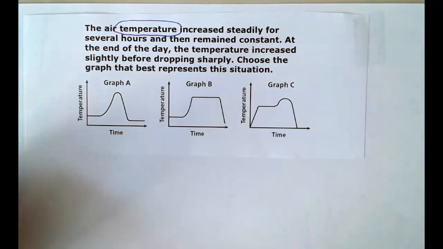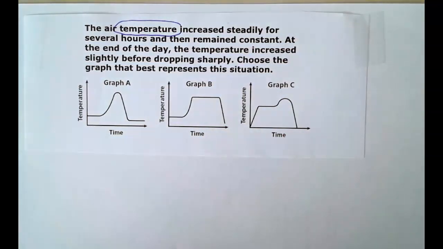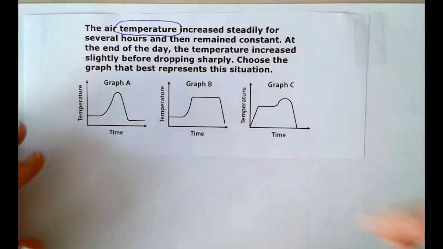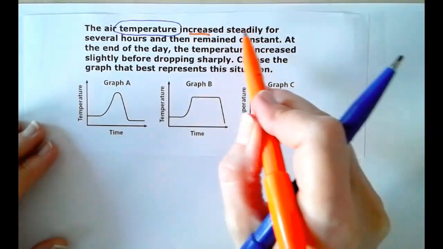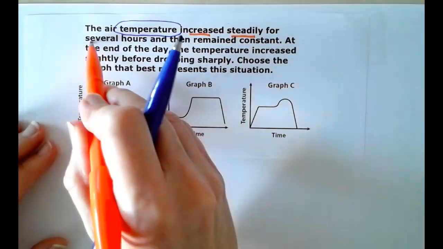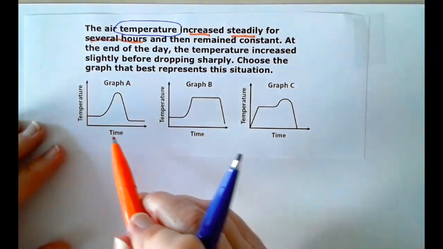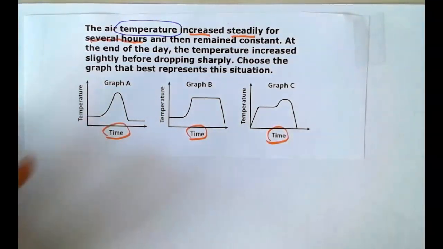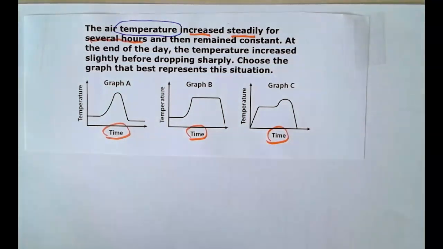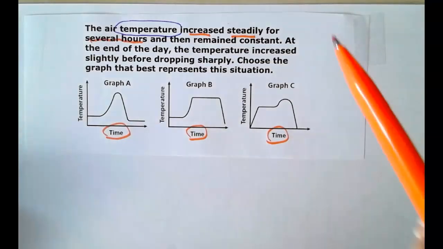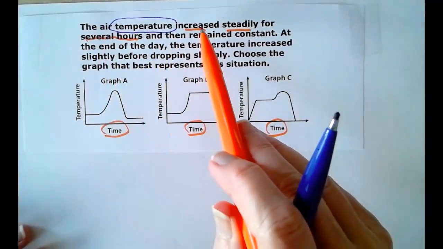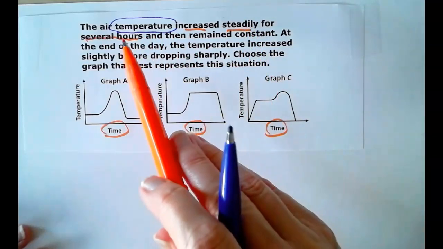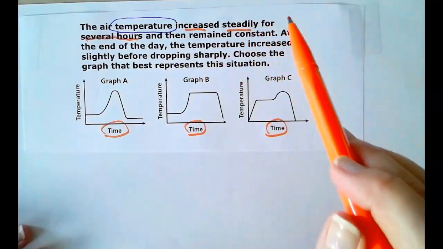Next, I see some other words that give evidence to the fact that this is a continuous graph. The temperature increased steadily for several hours. So once again, it's letting us know that our independent variable is time. And what is dependent upon the time? The temperature is the dependent variable here. So the air temperature increased steadily for several hours and then remained constant.